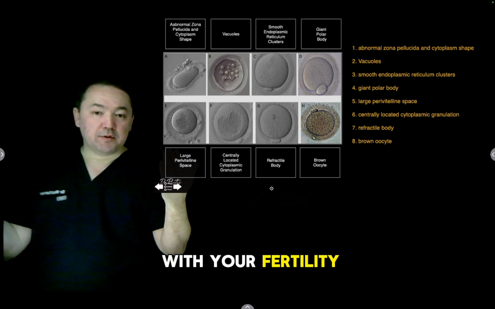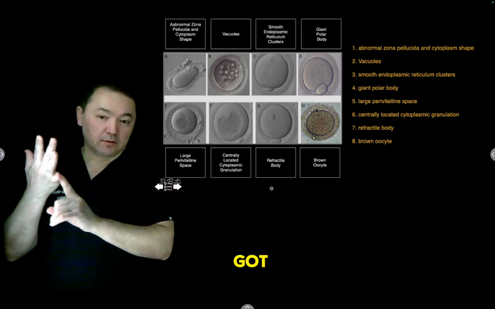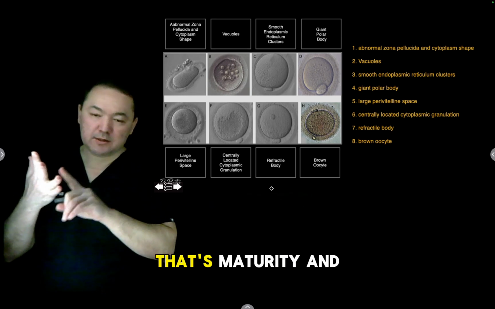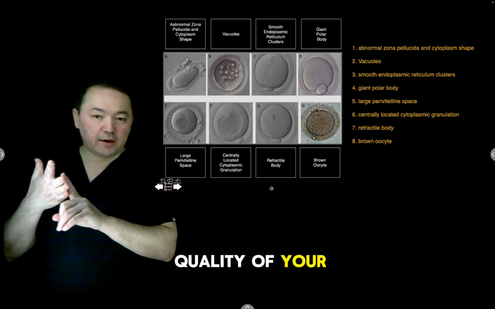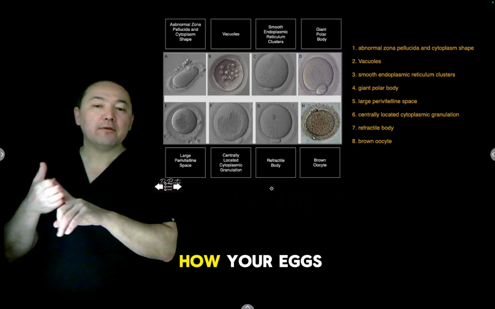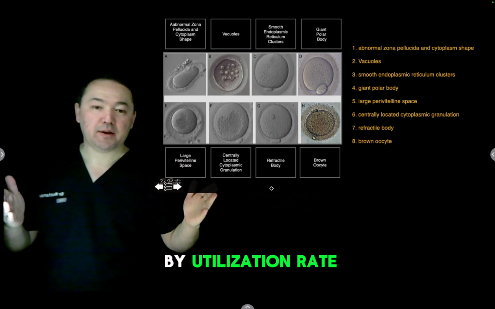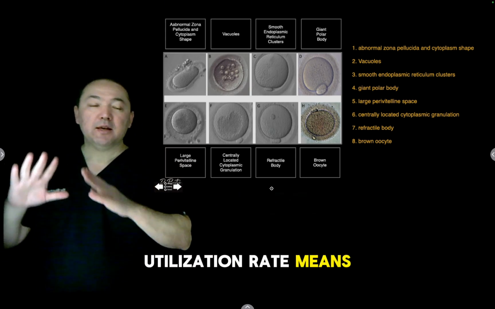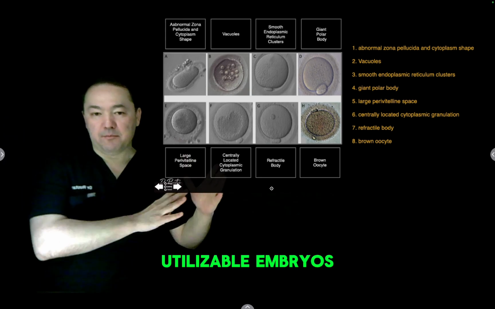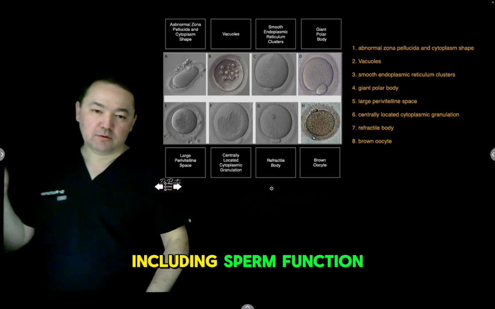When you discuss with your fertility specialist, you discuss how many eggs you got, which is quantity, how many mature eggs you got, that's maturity, the quality of your eggs, and function of eggs. You will ask how your eggs performed in IVF. That's mainly assessed by utilization rate. Utilization rate means how many out of fertilized eggs become high grade utilizable embryos. That's a very important indicator of egg function, including sperm function.